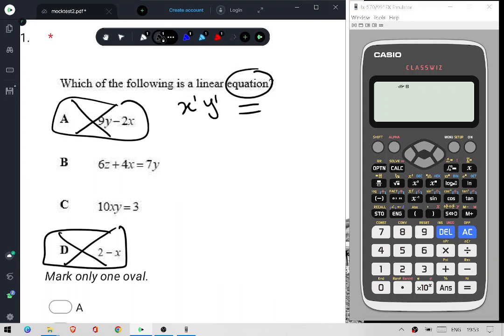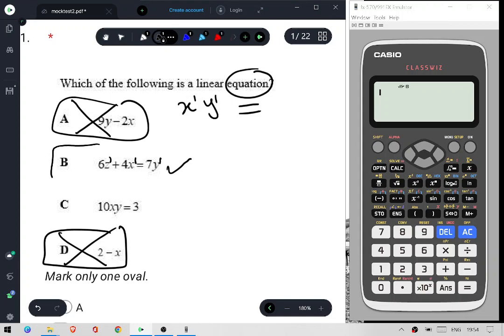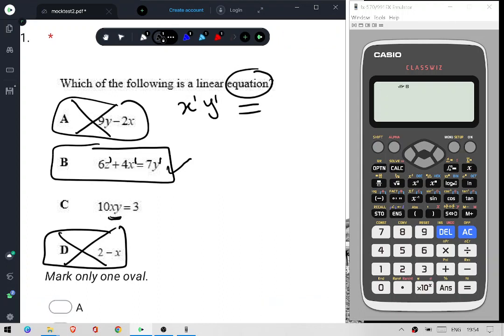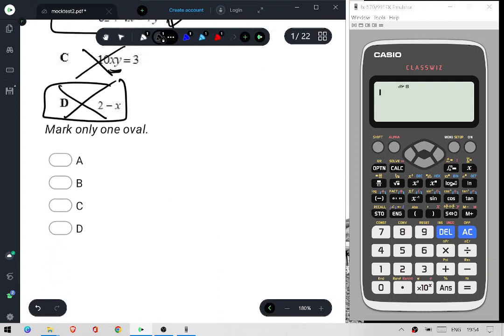Okay, now let's have a look at B. We have 6z, so it means power 1 over here, plus 4x power of 1 equals 7y power 1. Okay, so this one is the answer. Okay, this one is not the answer because even though x and y are power 1, they are multiplied to each other. So when two variables multiply with each other, it is not linear. So this one is also not the answer.